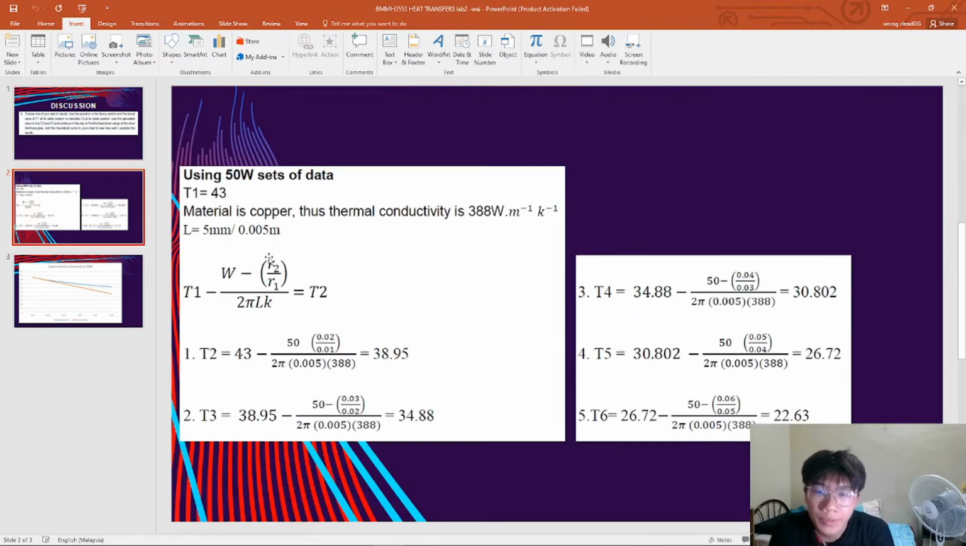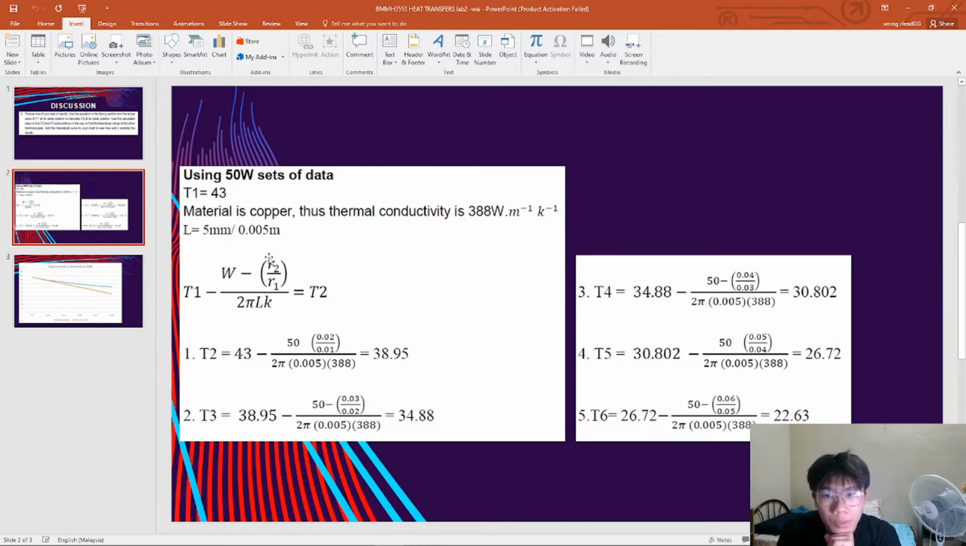First we use the 50 watt set of data. T1 is 43 degrees. The material is copper, thus the thermal conductivity is 388 watts per meter Kelvin, and the length of the copper is 0.005 meter. We use the given equation, which is T1 minus the power times ln R2 divided by R1, divided by 2 times pi times length times thermal conductivity, which equals T2.